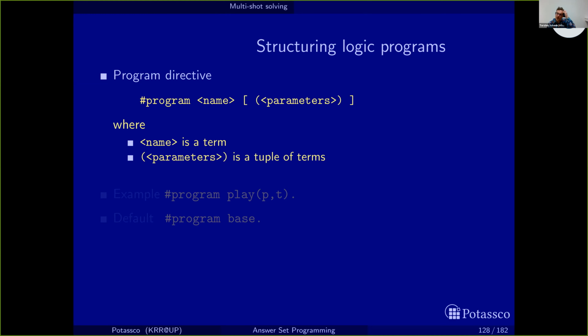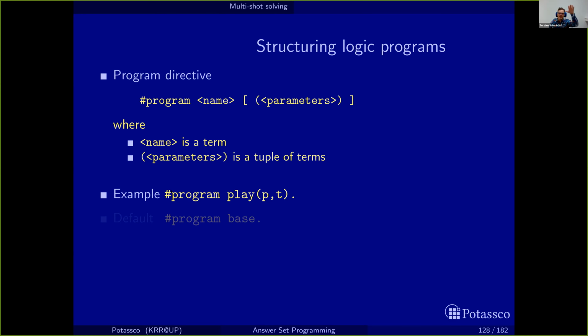There are actually two language constructs that more or less do the trick. The first thing is, there's a program directive. You can now structure your ASP encoding. You can give subprograms names. And think of game playing, right? So you may have a program where you say, this is more or less how a player acts. So if you play tic-tac-toe, one will do the crosses, the other one will do the circles, right? And you will instantiate this once for the circle player and once for the cross player, and at each time step, this will more or less give you the transition system in tic-tac-toe.